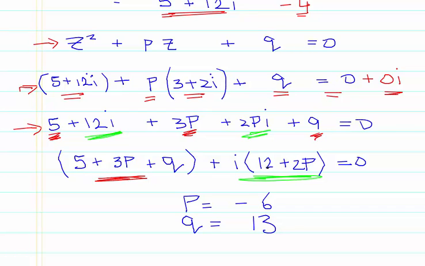So 12 plus 2p is equal to 0, so necessarily p is equal to minus 6. And if p is minus 6, then 3p is minus 18. So we have 5 minus 18 plus q, and necessarily q must equal 13 for all of this to be equal to 0. So that is that question done, and we'll leave it there.